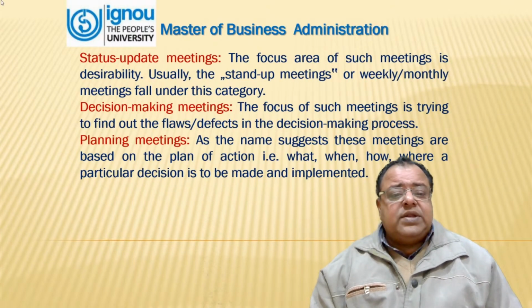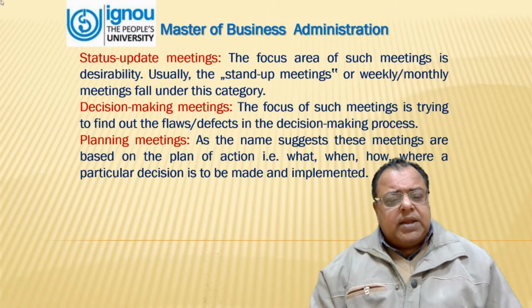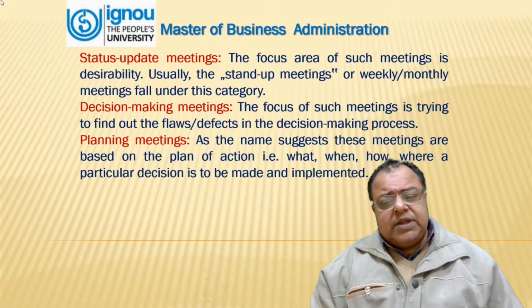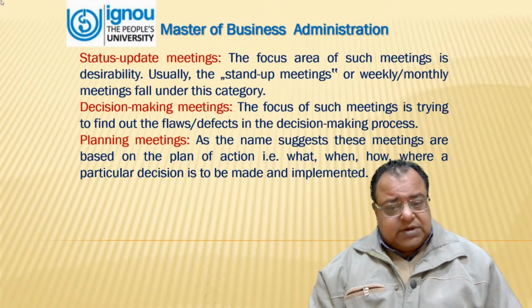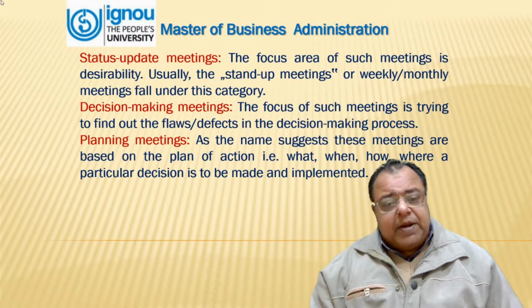The second one is the decision-making meeting. The focus of such meetings is trying to find out the flaws and defects in the decision-making process. Planning meeting, as the name suggests, these meetings are based on the plan of action. That is what, when, how, where a particular decision is to be made and implemented.